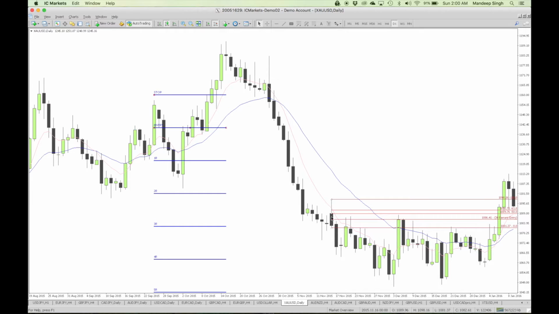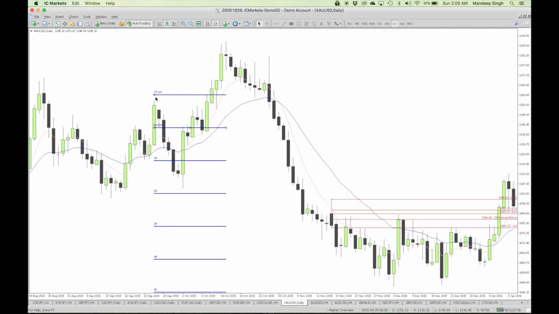Okay, so I draw Fibonacci, and you can see the 30% entry is right here. So the next day the market went down, and the next day also it formed a doji and it came back. It came back to where? It came back to the 30% level.